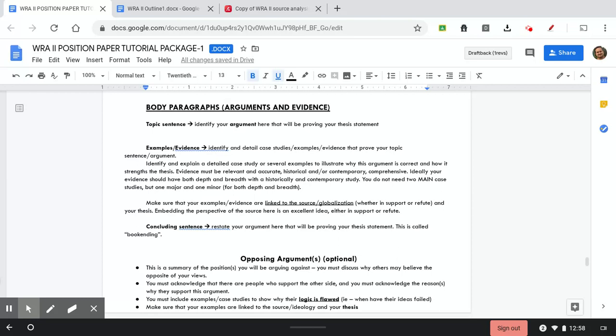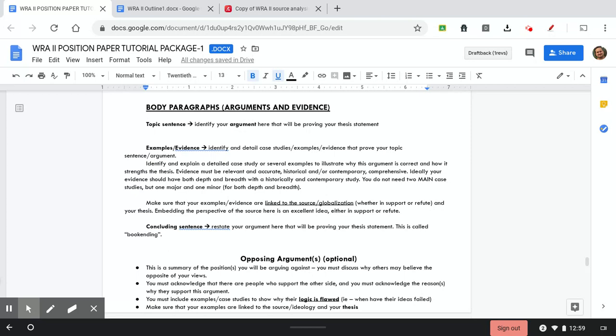So identify and explain a detailed case study or several examples to illustrate why this argument is correct and how it strengthens your thesis. Evidence must be relevant and accurate, historical and or contemporary, and comprehensive. So again, you need to be elaborating. If you see E/E, that means elaborate and explain. You need to make sure you're doing that.